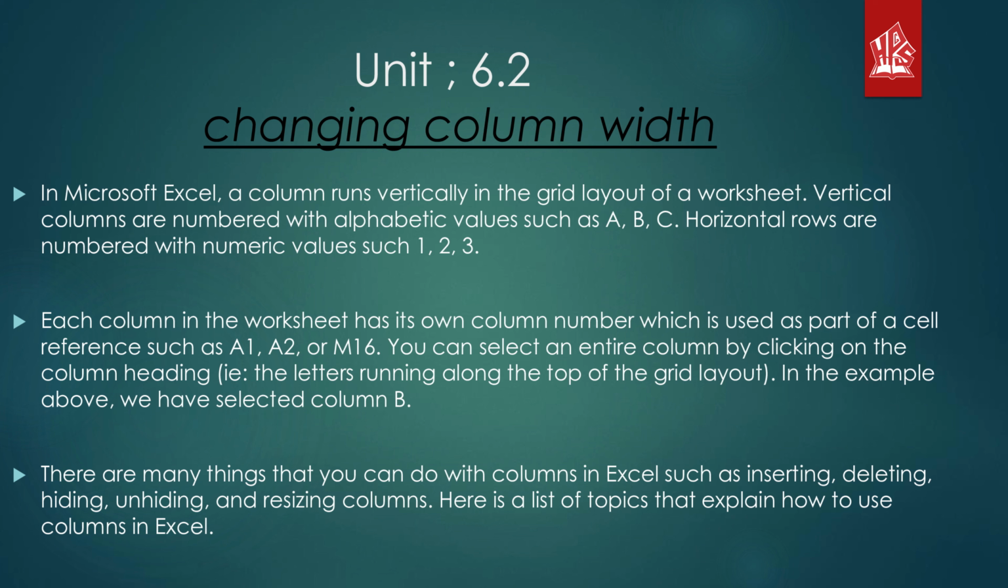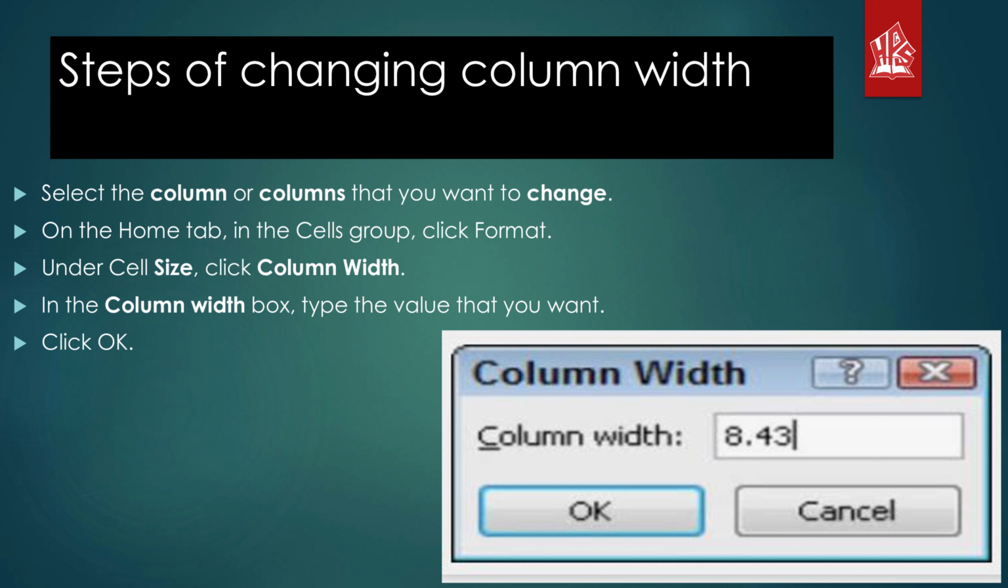There are many things that you can do with the columns in Excel, such as inserting, deleting, hiding, unhiding, and resizing of columns. There are some topics that explain how to use columns. We have some steps from which we can easily change our column width. Select column or columns by clicking on the column letter in the frame. Go to the Cells group on the Home tab and select Format, Column Width. Enter the new width in the box opposite Column Width. Click on OK to return to the worksheet.